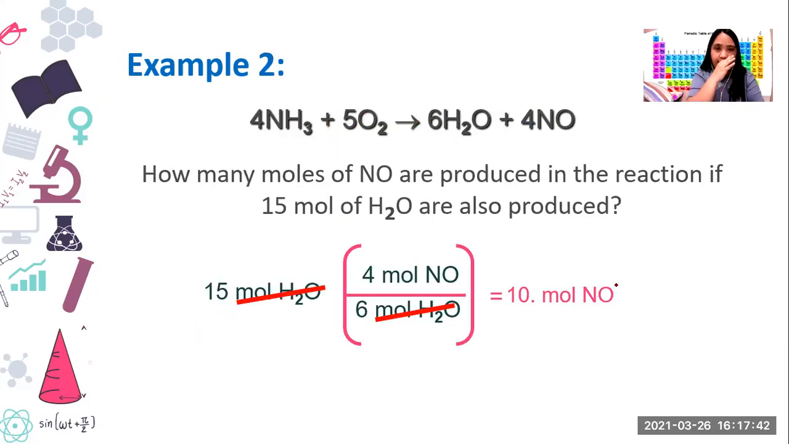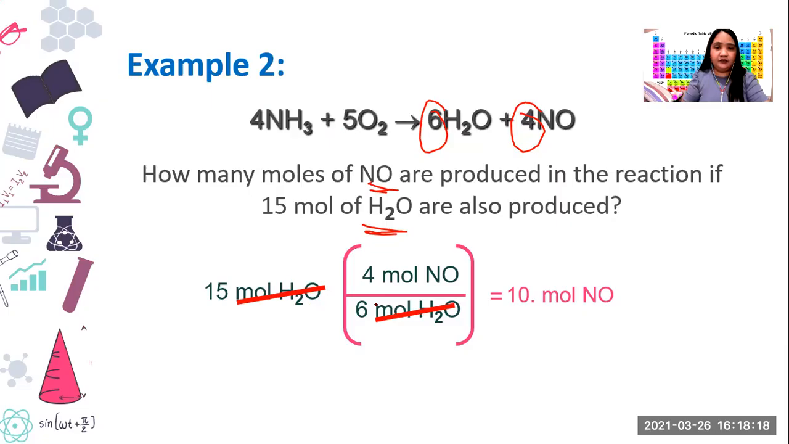For the same reaction, how many moles of NO are produced in the reaction if 50 moles of water are also produced? So check. What do you check again? You check what are the given: water and NO. So water 6, NO 4. And it's very evident here. Okay, write the given. The given is actually 50 moles. That would be the trigger point, and that will be the first thing that you have to write because that's already a given. You don't have to solve it. So that's 15 moles water.